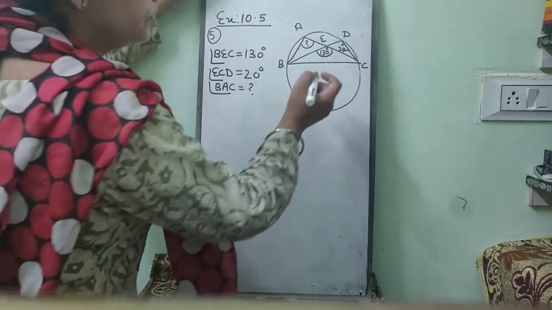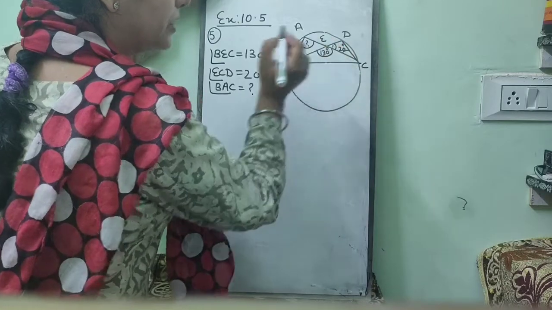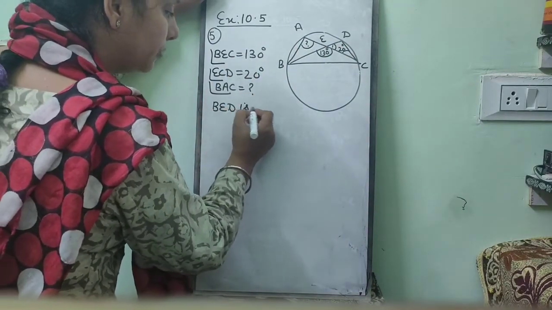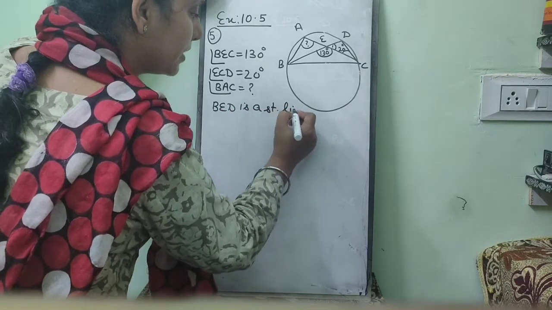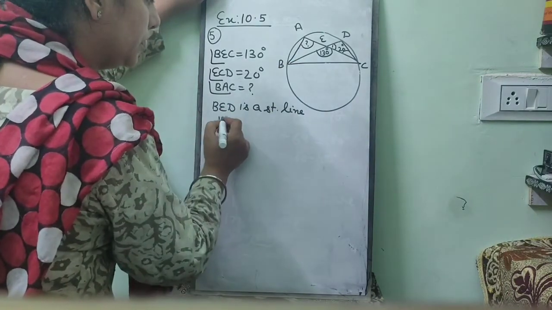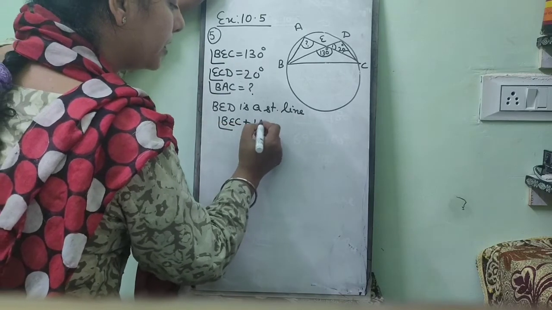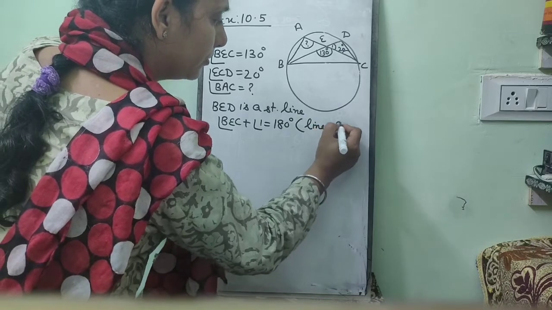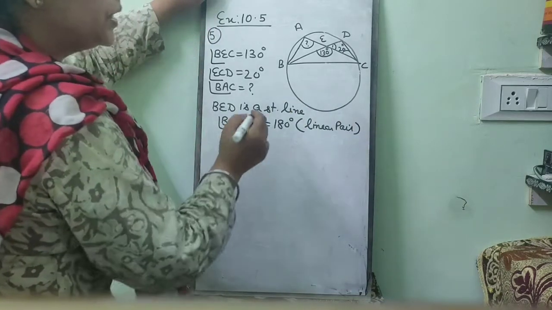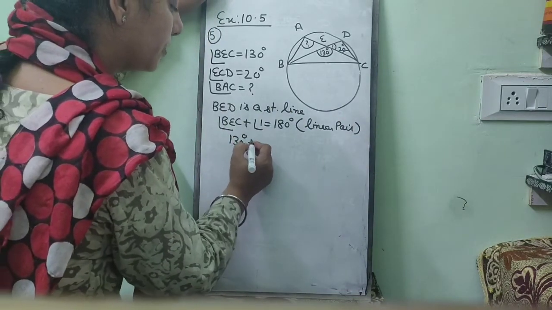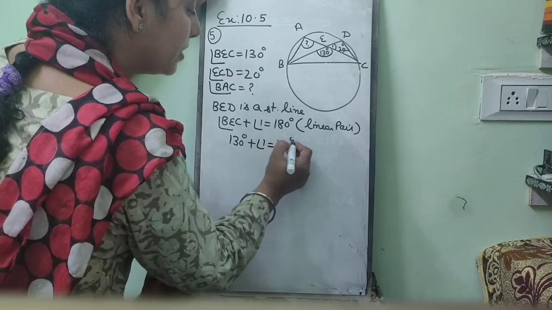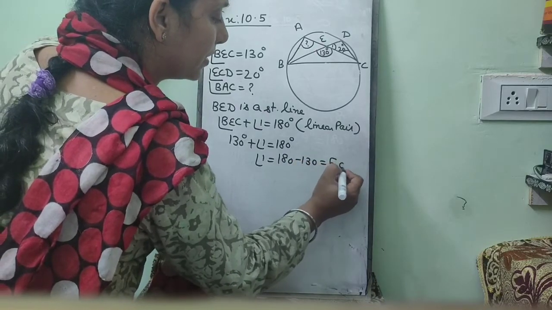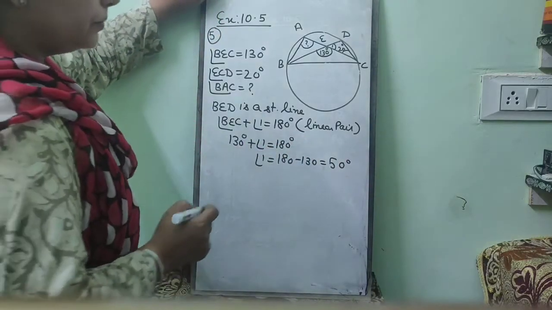Firstly, mark angle 1 here. Clear? BEC is a straight line. If this is a straight line, angle BEC plus angle 1 are 180 degrees. This is a linear pair. BEC is 130, so the value of angle 1 will be 180 minus 130, that is 50 degrees. Angle 1 is 50 degrees.